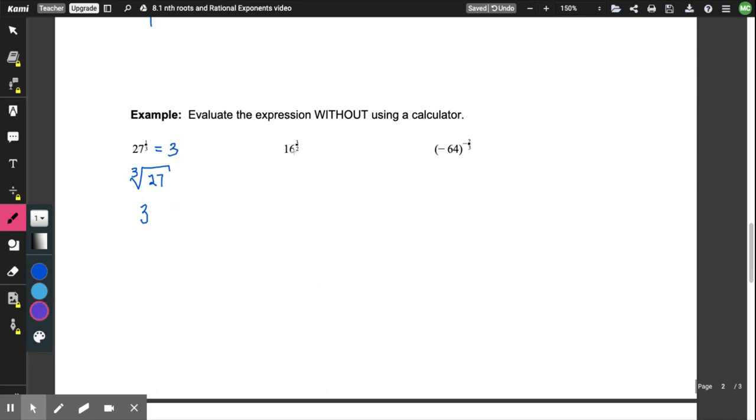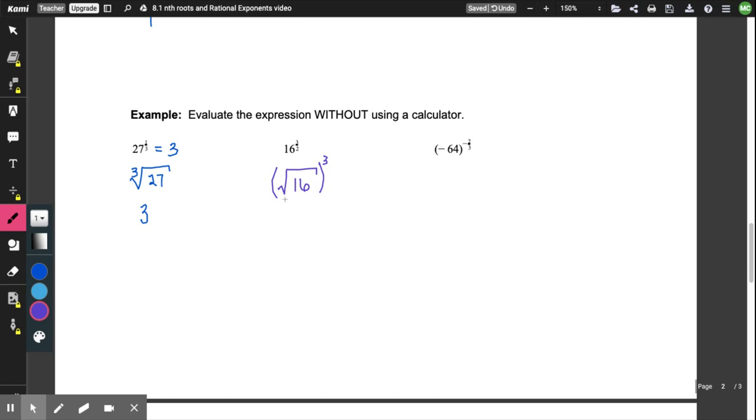Or 16 to the 3/2 power. Again, since the exponent is a fraction, I can rewrite it as a radical. The base is going to be my radicand. The numerator is going to be a power, so I'm going to go ahead and put 3 there. And the denominator is my root, and that one's a 2. So that's a square root, which means I don't need to write that 2.